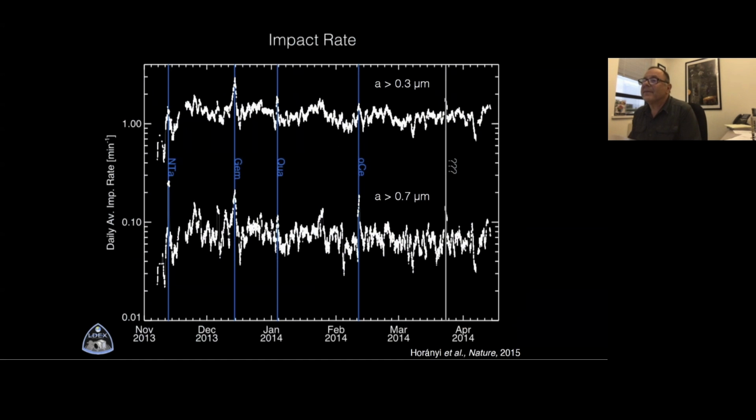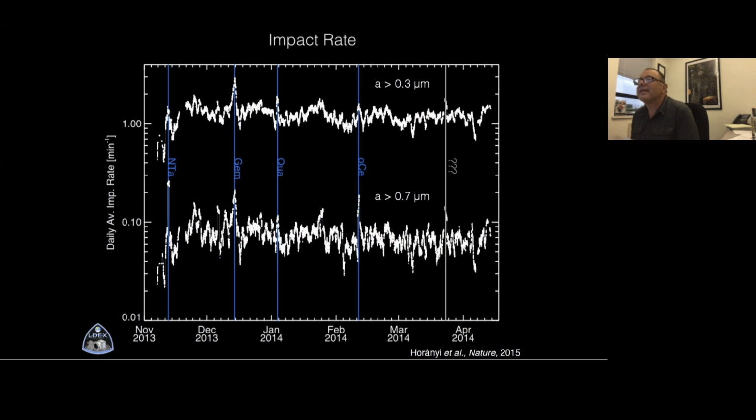It's a function of time: the daily average impact rate of particles bigger than 0.3 micron. That was the threshold for individual detection of single impacts. Even as high as 200 kilometers above the surface, the little 100 square centimeter effective dust detector was hit once per minute. If you were looking for bigger particles, like 0.7 micron or so in radii, then you had to wait 10 minutes between impacts.